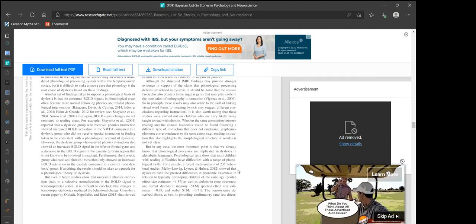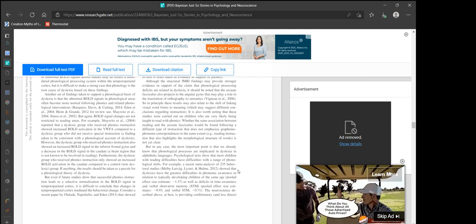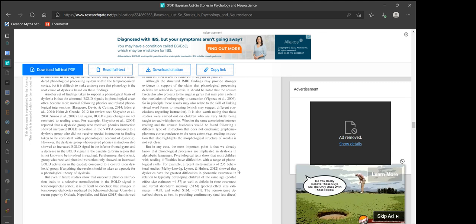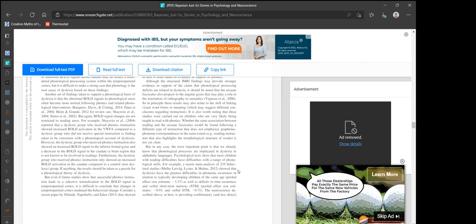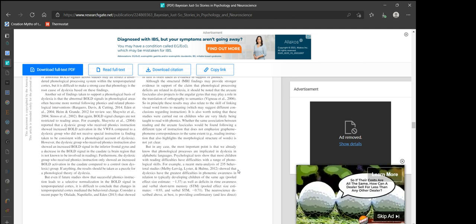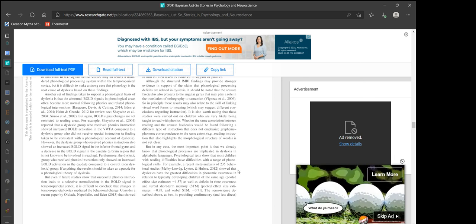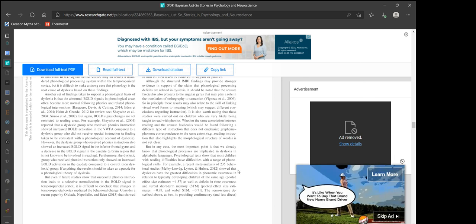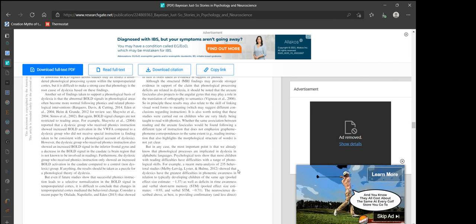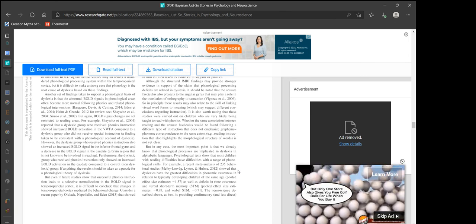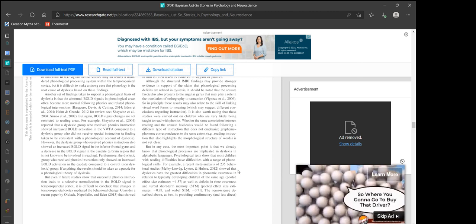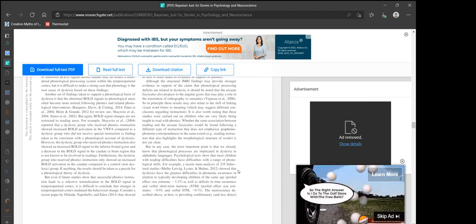However, the dyslexic group who received phonics instruction also showed an increased BOLD signal in the inferior frontal gyrus and a decrease in the BOLD signal in the caudate, a brain region that is not known to be involved in reading. Furthermore, the dyslexic group who received phonics instruction only showed an increased BOLD activation in the caudate compared to a control, non-dyslexic group. If anything, the results should be taken as a puzzle for a phonological theory of dyslexia.